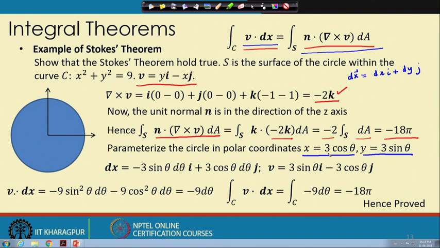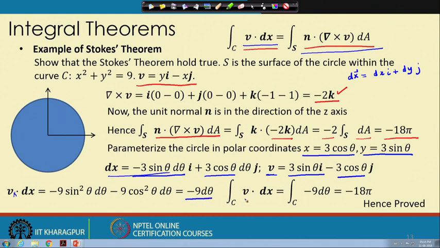So, if I now find out dx, dx is essentially 3 times minus sin theta d theta, which is minus 3 sin theta d theta i, and similarly dy, which is 3 sin theta, and its derivative is 3 cos theta d theta j. Now, for the given vector v, if I substitute 3 sin theta and 3 cos theta, we get this, right. So, now what we have to calculate is v dot dx. So, v dot dx is essentially the dot product between this vector and this vector. If I do this, it is essentially a scalar which comes out to be minus 9 d theta.